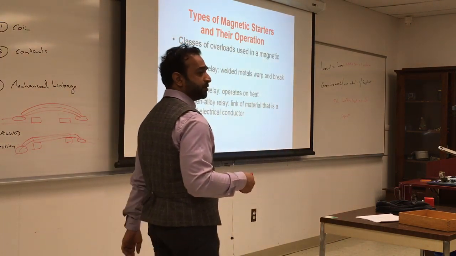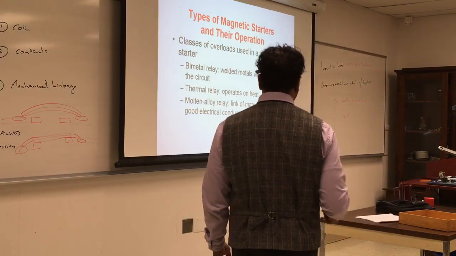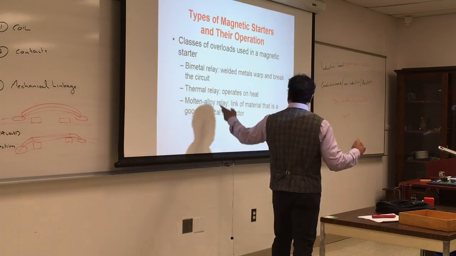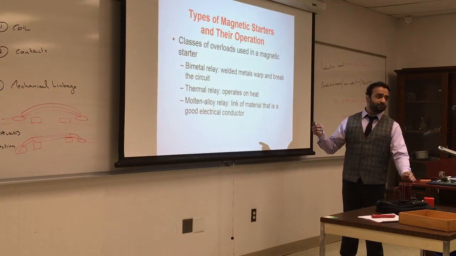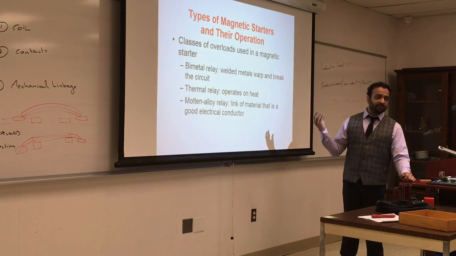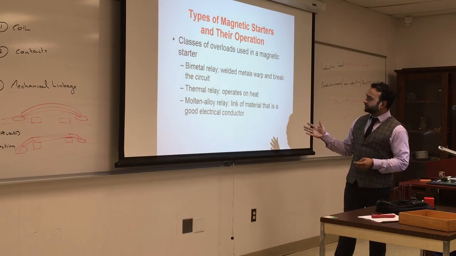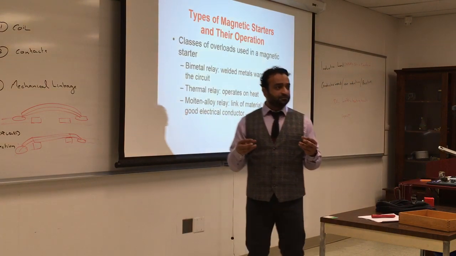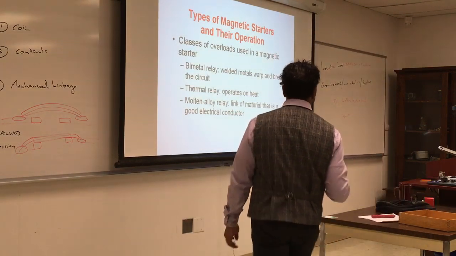A thermal relay operates with heat, and when it gets hot, it snaps out, but it has nothing to do with bimetal. It's probably just resistive, has some resistance in it, and it pops up. Molten alloy relay, it's a link of material that will melt, and you have to replace it. I'll show you a picture of that in this slide.